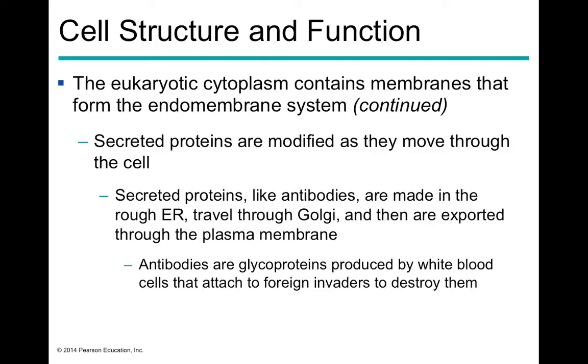Right? So proteins are modified as they move through the cell. They're basically made in the rough ER. They travel through multiple layers of the Golgi where they have tags added to them, and then they're modified, and then they're exported or kept within the cell if they're meant to. But if they're meant for exportation, they're exported through the plasma membrane. We also have specialized proteins like antibodies and glycoproteins. These are specialized, and they're created by and utilized by white blood cells, and they attack foreign invaders and basically alert the body that this is non-self and activate the immune system so that these guys can end up targeted for destruction.